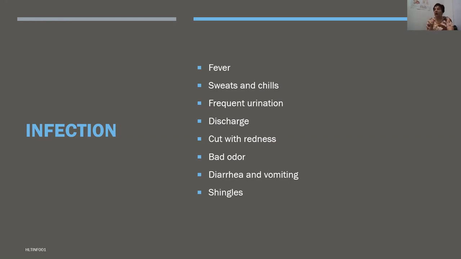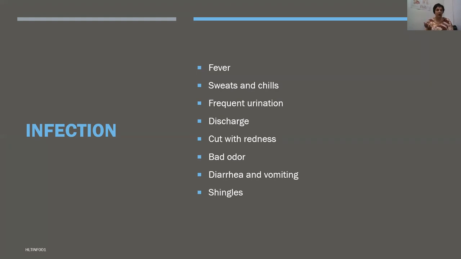Frequent urination, pressing the buzzer because they need to go to the toilet. Some funny discharge; the urine might have a cloudiness on it or some sort of discharge. There might be redness. When you have a cut, there's redness around the cut, it's swollen and red, and it's warm to touch. That is an indication there's an infection. Bad odor: if somebody's breath is really smelly, or you open a wound and that wound is smelly, then you know there's an infection in there.